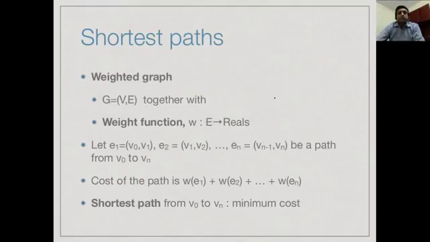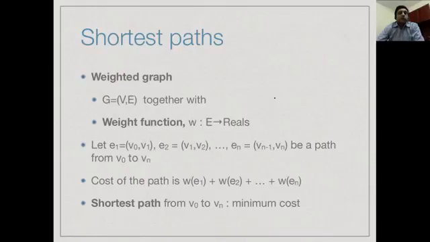So in general, a weighted graph is just a normal graph along with an extra function which tells us the cost of each edge. It's usual to call this a weight function. So a weight function just assigns each edge in E some number. Let's think of it as some real number.